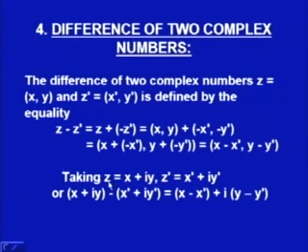So, if you take z equal to x plus i y as I have explained just now, and similarly z dash we take x dash plus i y dash, and if we take the difference of the two, then this will also be x minus x dash plus i times y minus y dash with this summation notation for the complex numbers. So, this is the difference of the two numbers z and z dash.